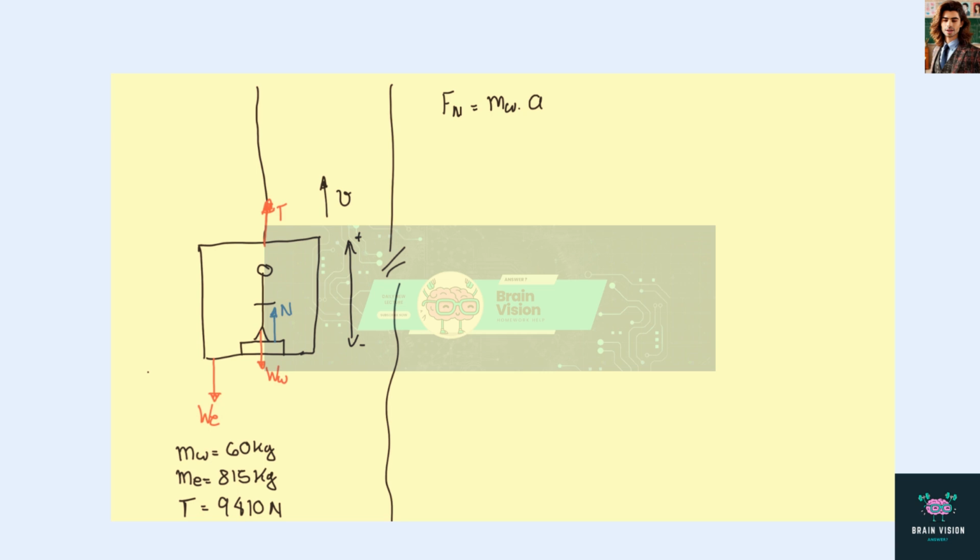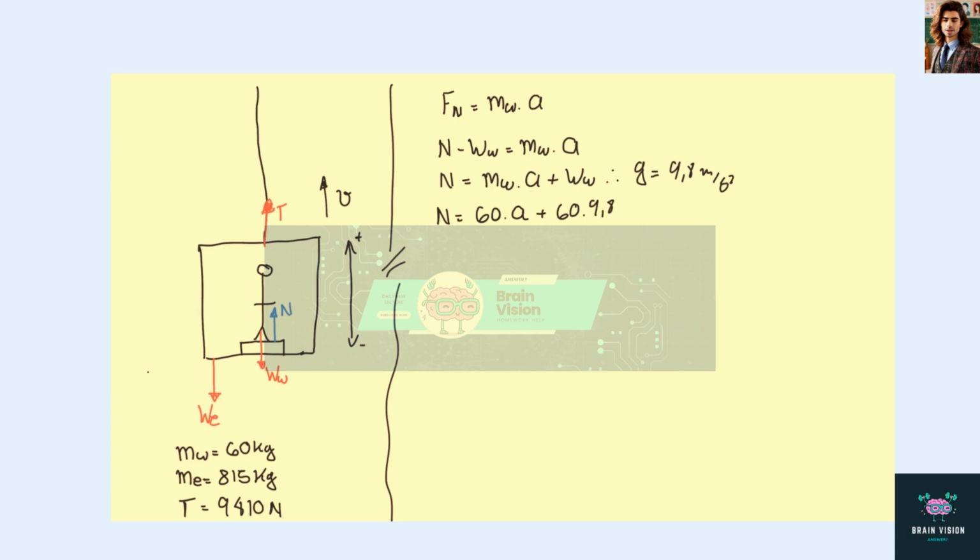Then the net force acting on the woman is given by the normal force minus the weight of that woman, and this is equal to the mass of the woman times her acceleration. Therefore, the reading of the scale is equal to the mass of the woman times the acceleration plus the weight of the woman. Therefore, the normal force is equal to 60 times her acceleration plus her weight, which is equal to 60 times the acceleration of gravity, which is approximately 9.8 meters per second squared.